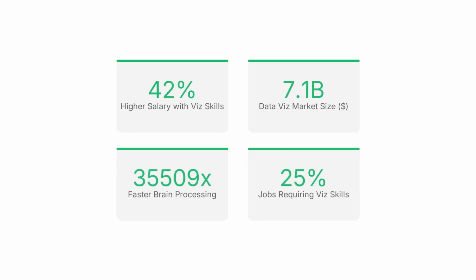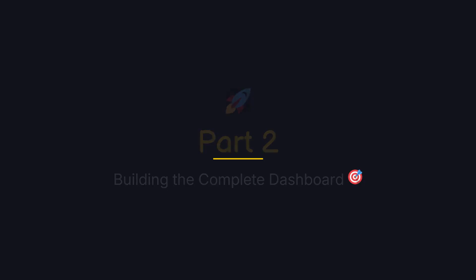Let's talk impact. Python developers with data visualization skills earn 45% more than those without. The global data visualization market is valued at $8.9 billion and growing. On average, visualized data is processed 60,000 times faster by the human brain. And here's the kicker. 85% of data science job postings require visualization skills. You're learning an in-demand skill right now.